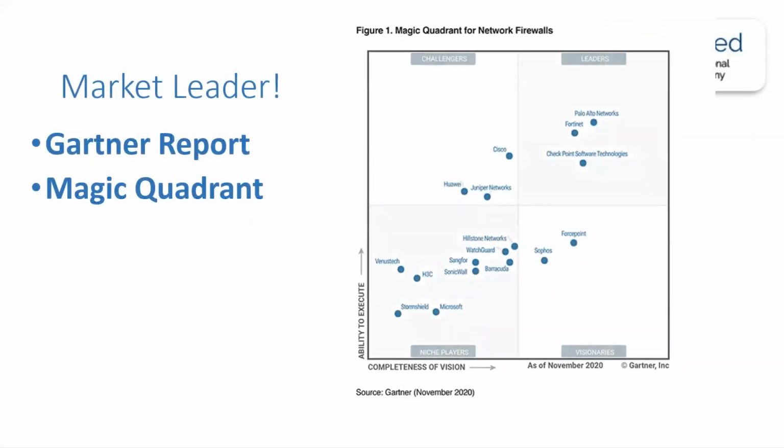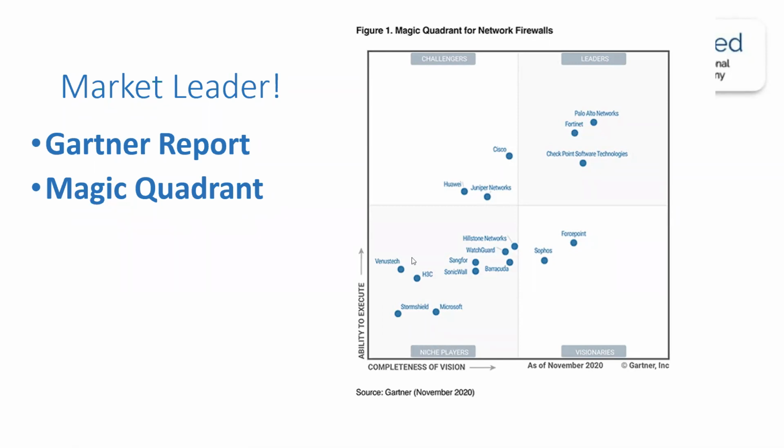Okay. All right. So the first slide that we started off with was market leader, and then it was FortiGate. So why is it market leader? See, this is called a Magic Quadrant. Okay. Guys, mute yourself. Okay. All right. Now, market leader, Gartner report, and Magic Quadrant.